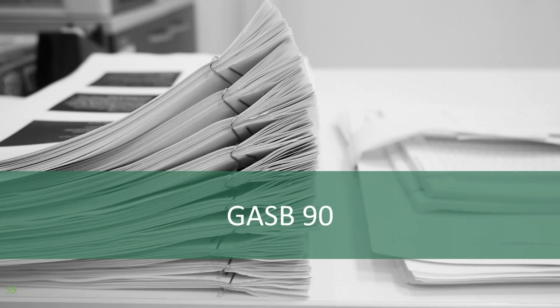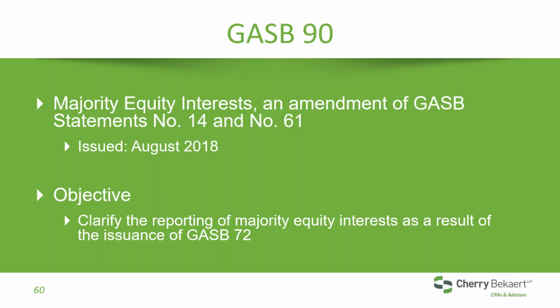The last standard we're going to discuss today is GASB Statement 90, Majority Equity Interests, which was issued in August 2018. When Statement 72 on fair value measurements was released, the GASB received several requests to clarify whether a government reporting a majority equity interest in a legally separate entity should apply Statement 72 or continue to apply the guidance in Statement 14. This statement is issued in response to those inquiries and clarifies the proper measurement and reporting of majority equity interests.